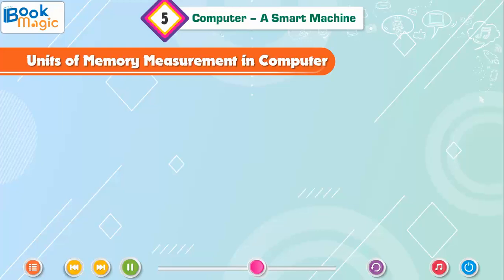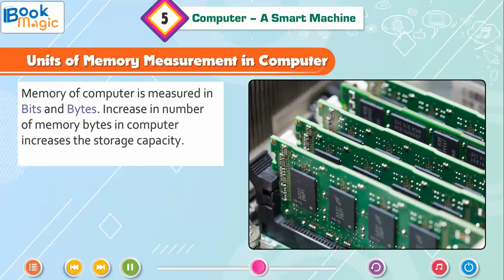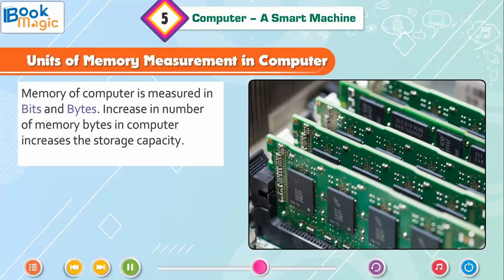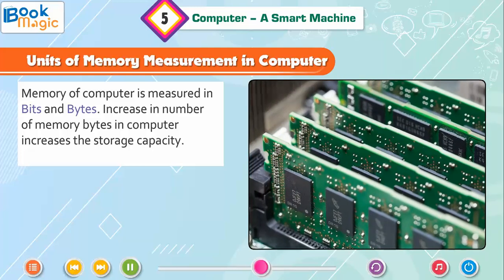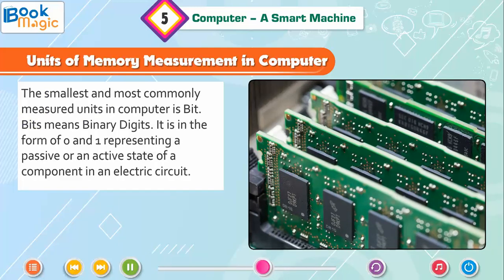Units of memory measurement in computer. Memory of computer is measured in bits and bytes. An increase in the number of memory bytes in a computer increases the storage capacity. The smallest and most commonly measured unit in a computer is the bit. Bit means binary digit. It is in the form of 0 and 1, representing a passive or an active state of a component in an electric circuit.